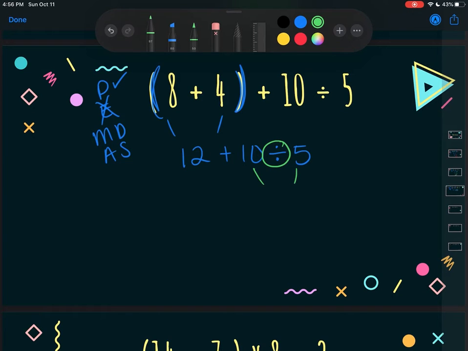Well, I only have this division. I've got 10 divided by 5. 10 divided by 5 is 2. So now I bring down the rest of my problem, my 12 plus 2. 12 plus 2 is my last step. 12 plus 2 is 14. So 14 would be my final answer.